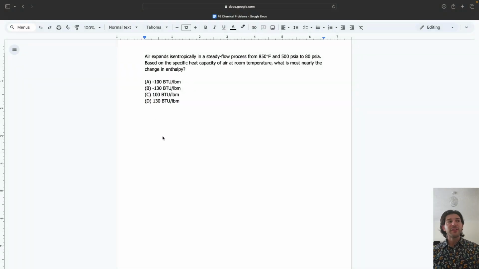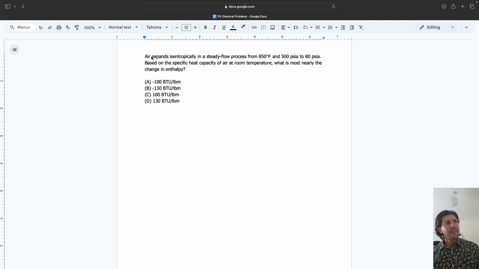Air expands isentropically in a steady flow process from 850 degrees Fahrenheit and 500 psi absolute to 80 psi absolute. Based on the specific heat capacity of air at room temperature, what is most nearly the change in enthalpy?